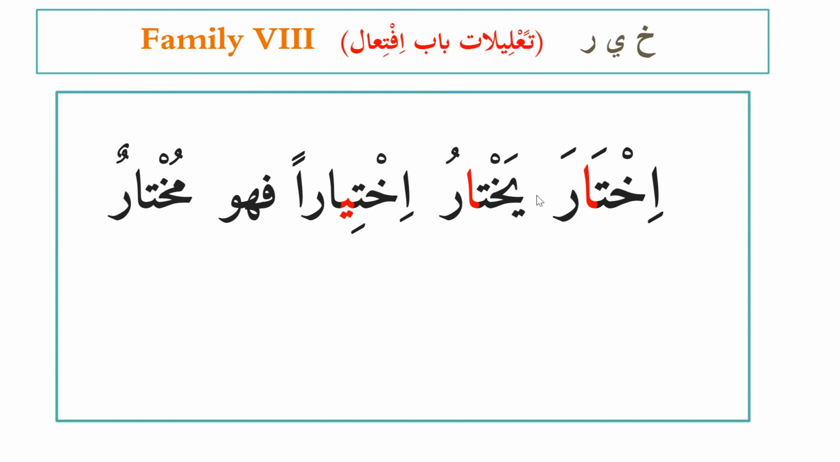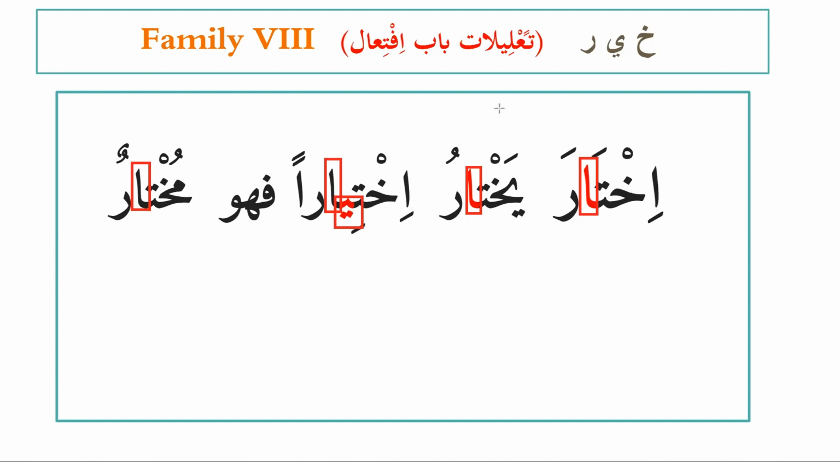So iftaraba yaqtaribu iftiraban fahuwa muqtaribun. As we learned, in both these families, the past tense and present tense both have alif in place of the vowel. So ikhtara yakhtaru ikhtiyaran fahuwa mukhtarun. Again, alif is there, and here also alif is there.